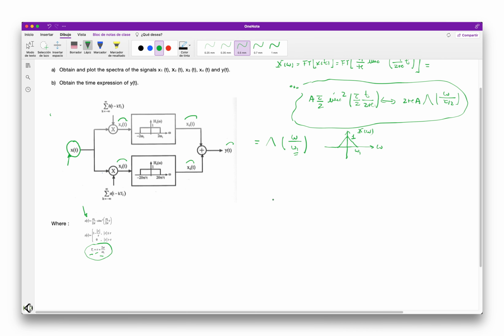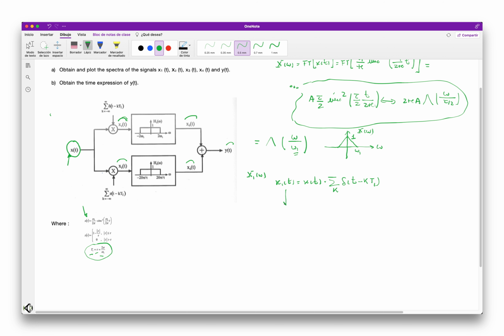Okay, so now we are ready to go for the first one. Let's go and calculate X1(omega). So X1(omega), as you can see, comes from the multiplication of x(t) with a train of deltas. So in other words, x1(t) is equal to x(t) times the train of deltas. We have seen also, in a previous exercise, the transformation of a train of deltas.